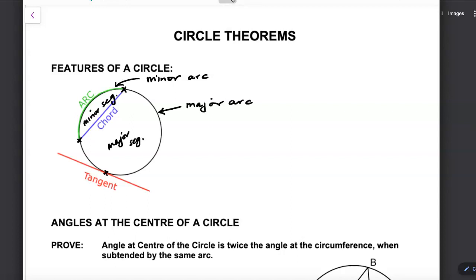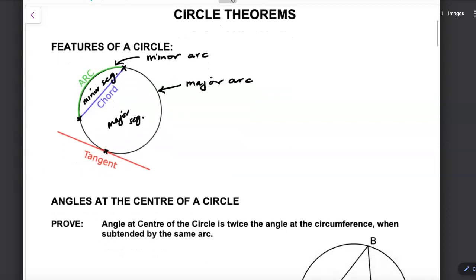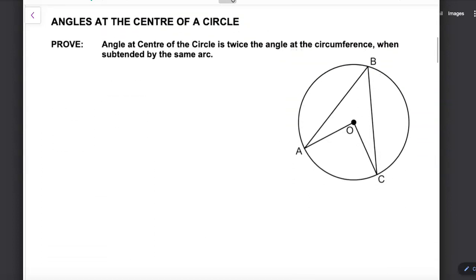So let's begin having a look at the link with the angles at the centre of a circle compared to the circumference. Prove the angles at the centre of the circle are twice the angle at a circumference when they're subtended by the same arc. So here we have the points A and C, and we have that major arc A and C. And we can see that point B lies on that major arc, and we've created some chords here and some radii through the centre of the circle, which is O.